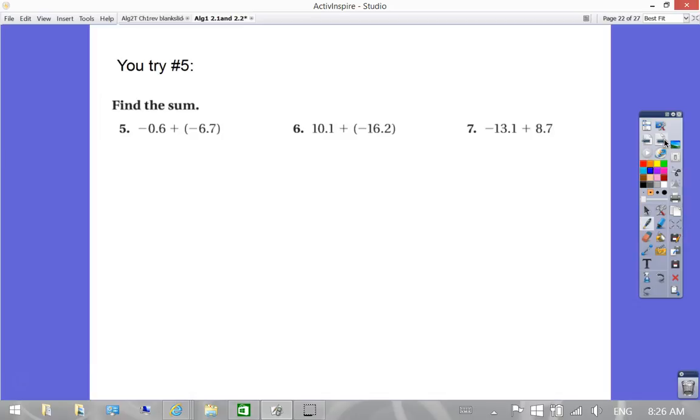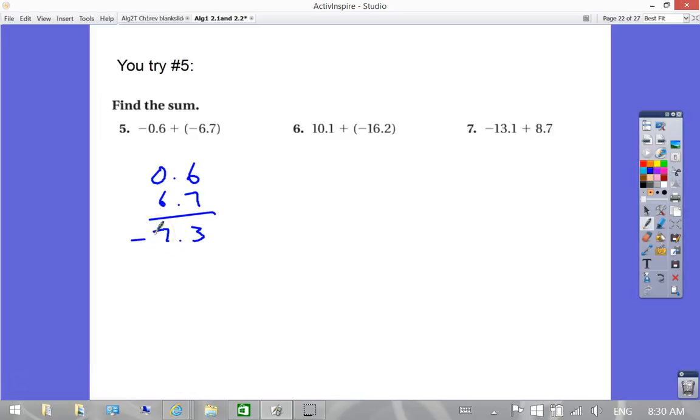Try these. So the first one, they're both negative. So how do you add them up? You just add them, and then you put a negative on it, right? I mean, when you're adding them, you're not really dealing with the negatives. So you just say, I'll add them up, and then I put a negative on at the end. So this is 0.6 and 6.7, which is 7.3. But because they were both negative, it's negative.